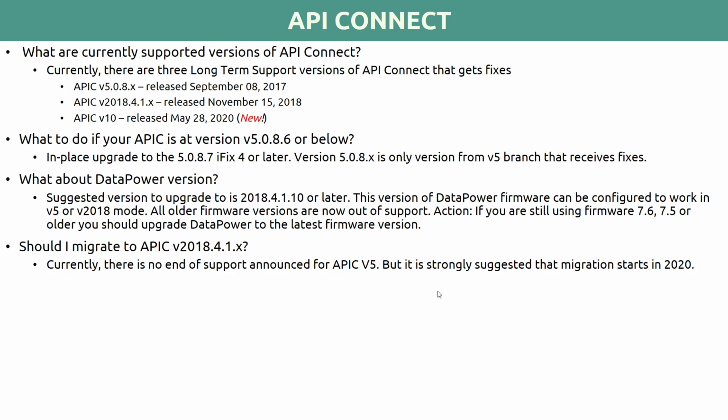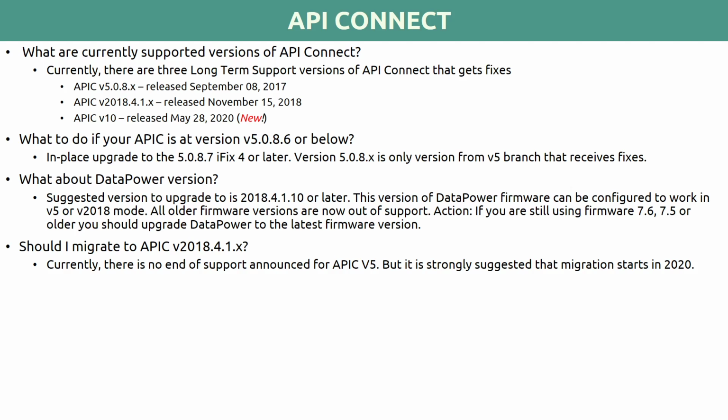So what about DATAPOWER? Well, in API Connect it is advisable that you have DATAPOWER at the same Fixpack level as the rest of the components of API Connect. Nowadays DATAPOWER releases fixes together with the other components of API Connect, meaning API Connect itself releases its fixes, so you need to have those two in line basically.